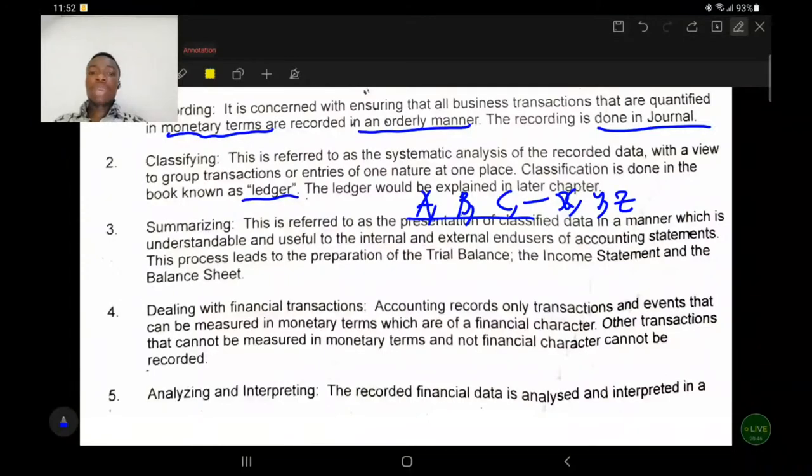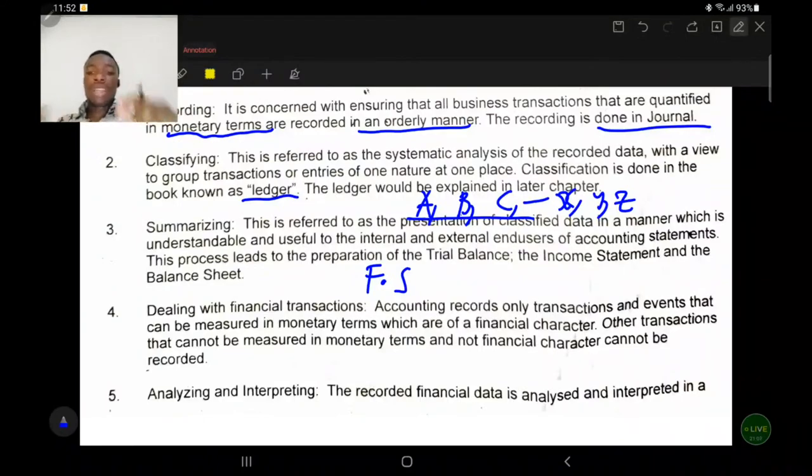And when it comes to summarizing the information, this is where we summarize all the information from the ledger in a better form that will give a clear picture of what we want to talk about. And these are done in a statement called the financial statement, so FS, or accounting statement.